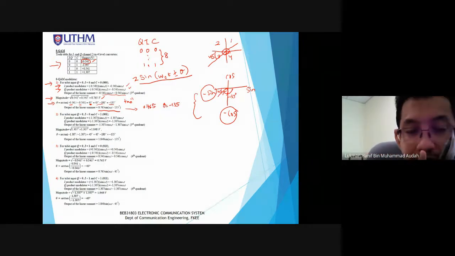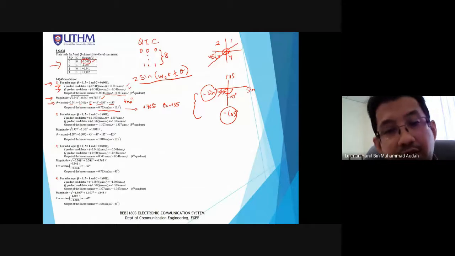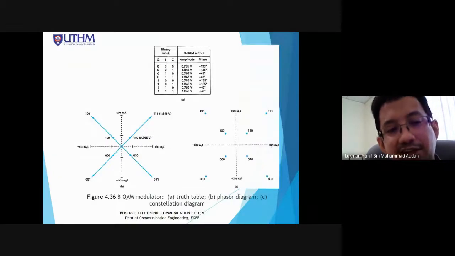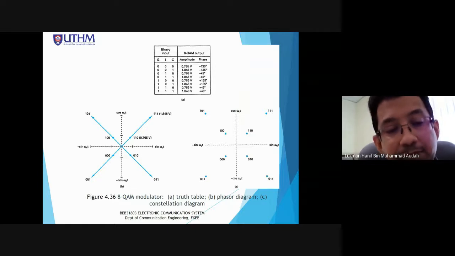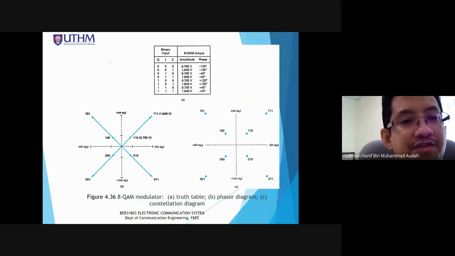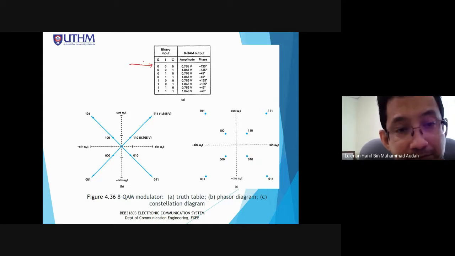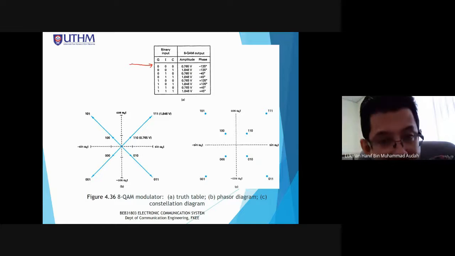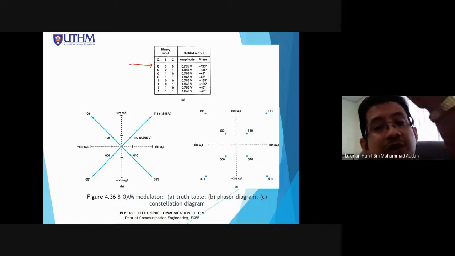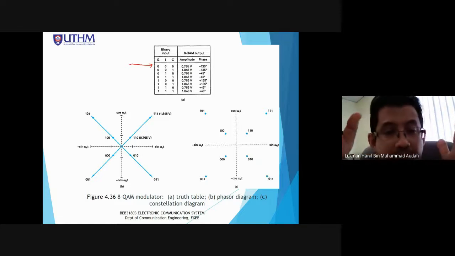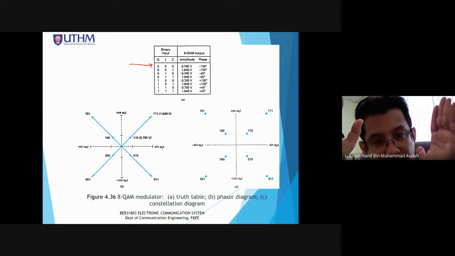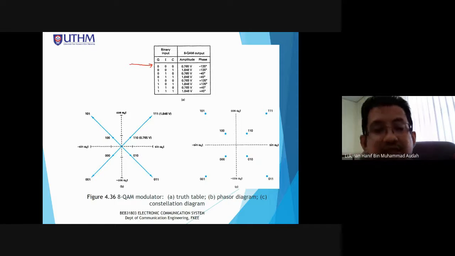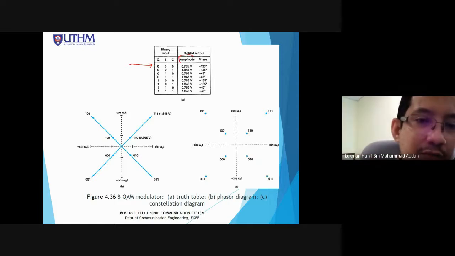So selepas ini baru kita lihat tiga perkara selepas ini, iaitu yang ini. Nampak ini tiga serangkai lah kita kena tahu. Okay, yang pertama adalah truth table. Truth table kita ada input yang pertama, lihat di sini. Truth table ni dia senaraikan semua. Ada input dan juga ada output. So kalau QAM, maknanya akan ada outputnya adalah perubahan amplitude dan juga perubahan fasa. Itu sebabnya ada dua bahagian kalau kamu lihat.